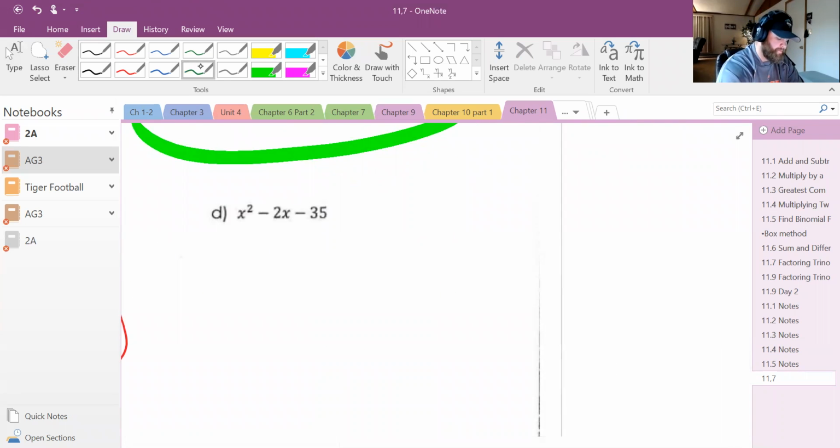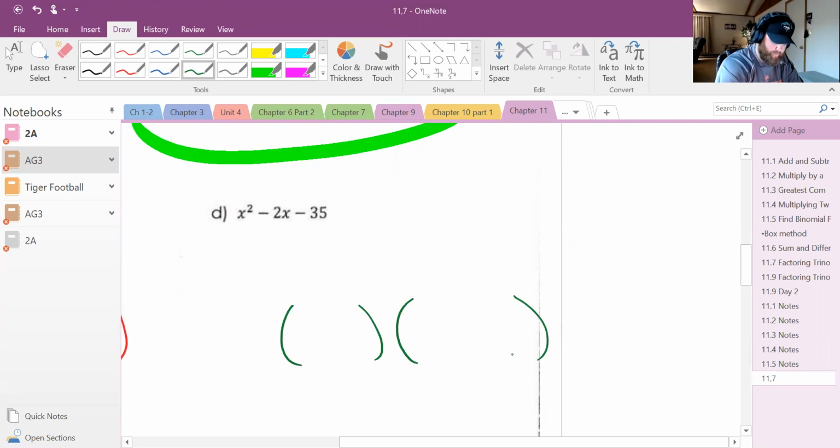Okay. Next one. Draw your parentheses. X and X, because I need the X squared. That's the easiest step. Now watch. These are the hard ones. I have a negative final term, so I know I'm going to need one positive, one negative, and I have a negative middle term. So what factors of 35? I'm not going to use 1 and 5 or 1 and 35. We're just automatically going to cross it off our brain. That can't get me to -2. So factors of 35, 5 and 7.